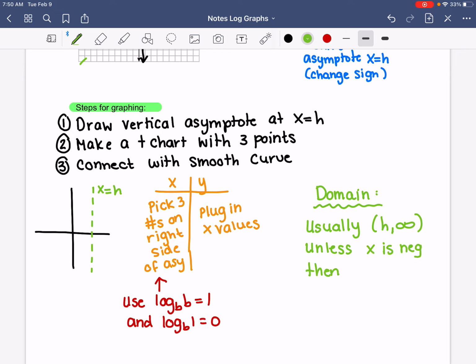Then you would use from negative infinity up until h to be on the left side of the graph. And then your range is your y values, and your range is just always from negative infinity to positive infinity.